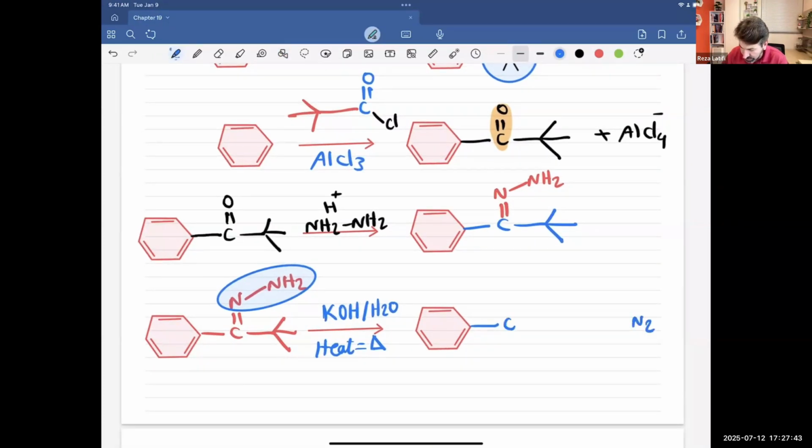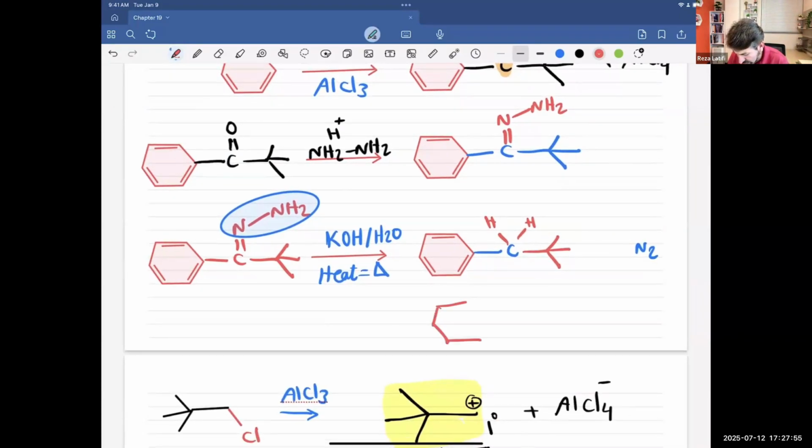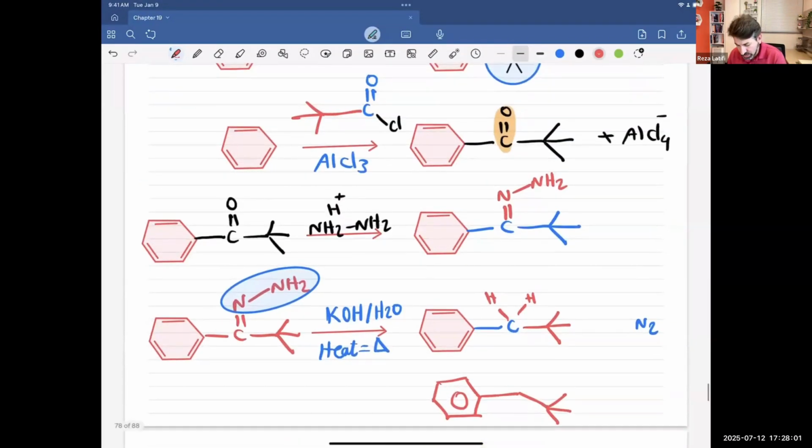While here we will have carbon attached to two hydrogens, and on the other side it also has a tertiary butyl group attached to it, and that's going to be my final product. So the final product, I got such a thing, which is the one I wanted.